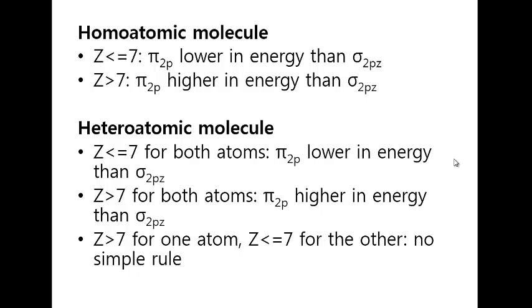For a heteroatomic molecule, if both elements constituting the molecule have an atomic number that is less than or equal to 7, pi 2p becomes lower in energy than sigma 2pz. On the other hand, if they both have nuclear charge greater than 7, then pi 2p becomes higher in energy than sigma 2pz. And if Z is greater than 7 for one atom and not for the other, then there is no simple rule that can predict the energy level of pi 2p relative to sigma 2pz.